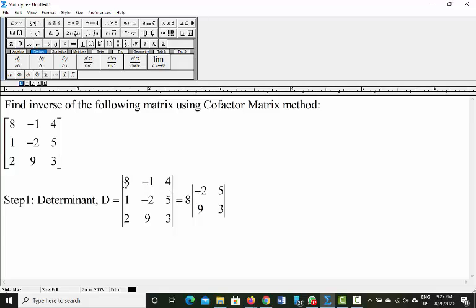To find the determinant of a matrix, we need to take the first element of the first row. Since we are taking this one, we will ignore this row and this column. So we will be left with minus 2, 5, 9, 3. And after that, there is a minus in the formula. This is the minus for the formula.